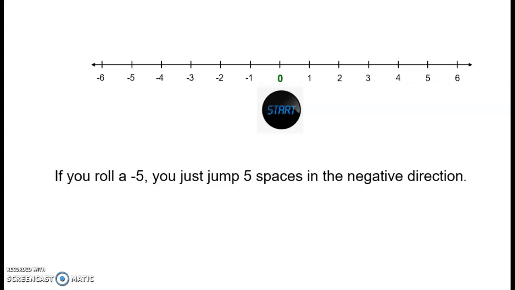If you roll a negative 5, you just jump 5 spaces in the negative direction. So we're starting on 0. We're moving 5 places in the negative direction. So we end up at negative 5. Right? So the sign in front of the number, in this case the negative 5, that negative is really just telling you which direction to go in. So if we look at negative 5, it really means left 5.